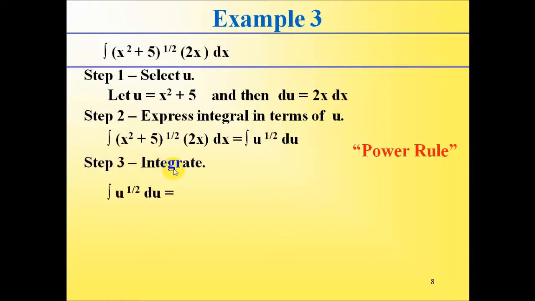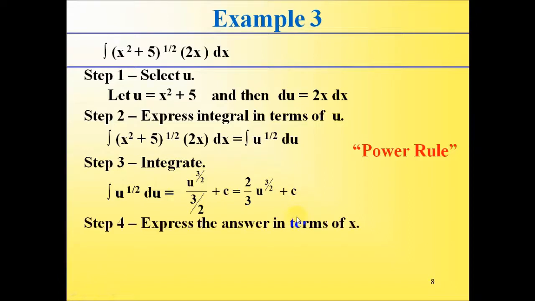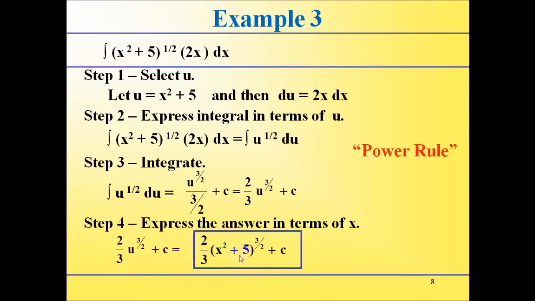And then step 3 is integrate it. From the previous formula, we have u^(1/2), plus 1 gets 3 over 2, and over 3 over 2, or we can write it as 2 over 3 times u to the power of 3 over 2 for a simpler equation. And then step 4 is express the answer in terms of x. So we replace u with x squared plus 5 in here.